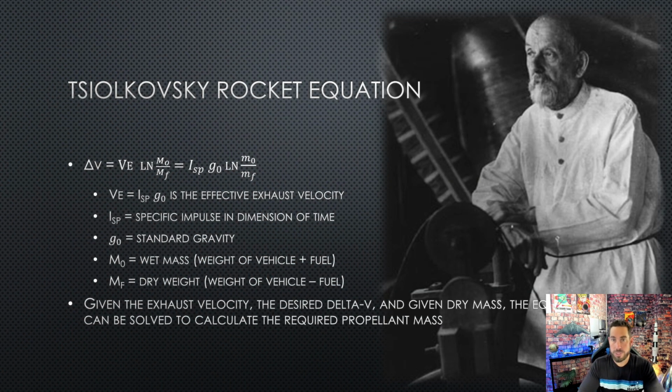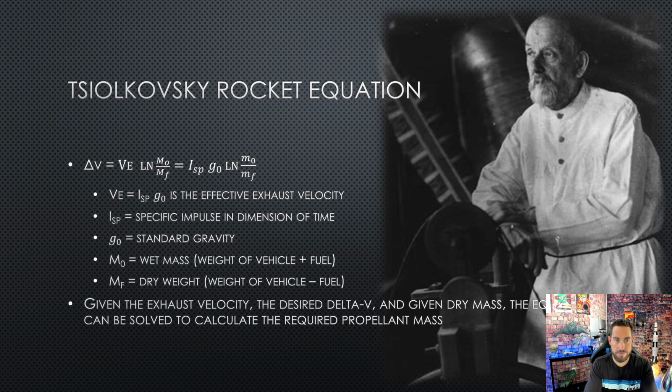All right, one more equation. This is considered to be the rocket equation, so this is kind of a big one. You guys aren't going to have to calculate anything with this, but it's definitely good to know what this is. So the equation is delta V equals Ve times the natural log of m0 over mf, which equals your specific impulse times g0 times the natural log of m0 over mf.